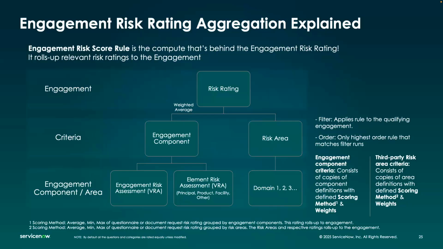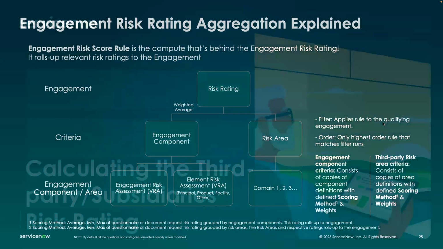So, in summary, this structure ensures that engagement risk is calculated using a combination of where the risk is sourced via components and what kind of risk it represents via risk areas. This allows for a contextual and highly customizable engagement risk score tailored to your organizational priorities and governance model.